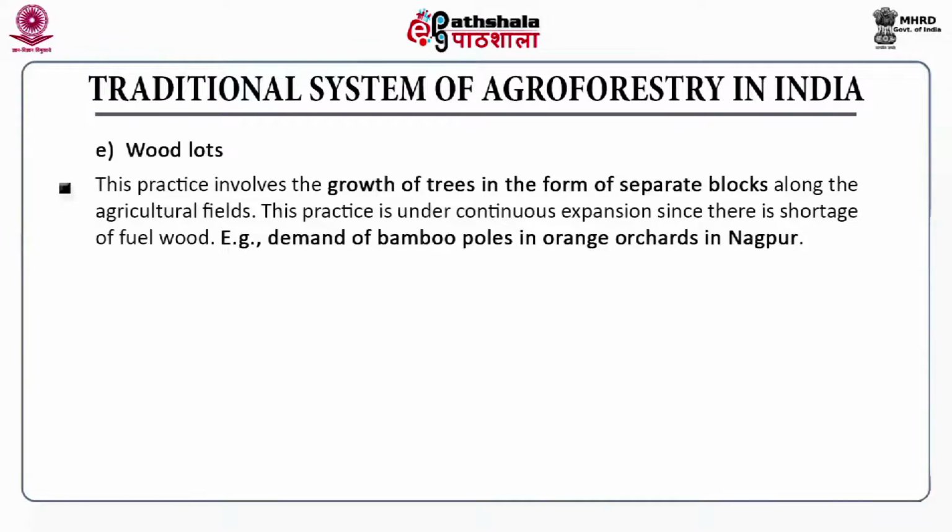Then comes woodlots. This practice of agroforestry involves the growth of trees in the form of separate blocks along the agricultural fields. This practice is under continuous expansion since there is a shortage of fuel wood. For example, demand of bamboo poles in orange orchards in Nagpur.